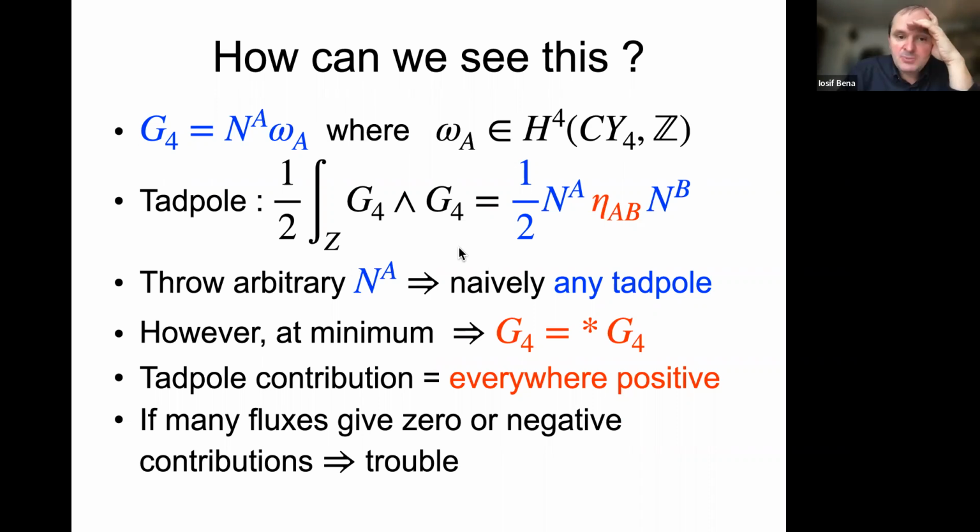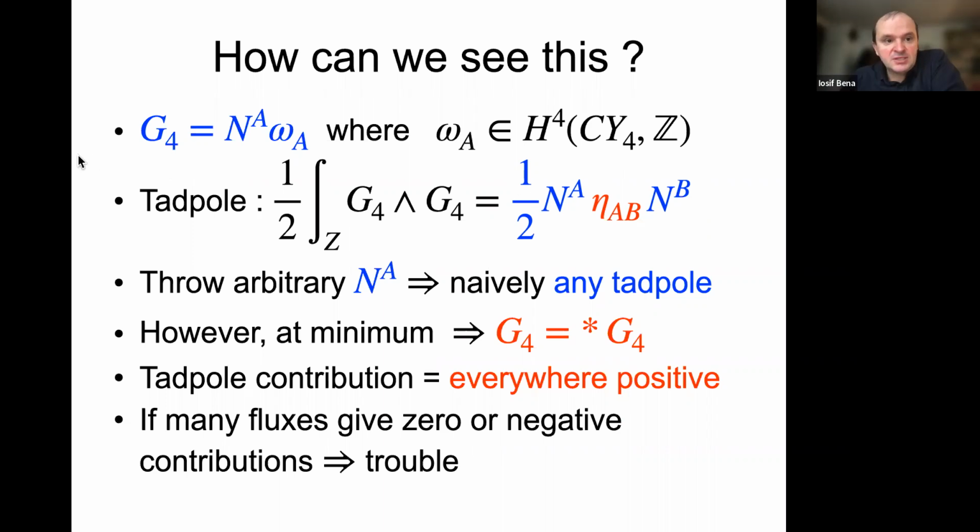Now, if you look at the tadpole contribution, the contribution of the G4 flux to the D3 charge in F-theory, it's equal to 1/2 times the integral of G4 wedge G4, and this gives you some flux vector times some intersection matrix times another flux vector. And naively, I have an intersection matrix, I put some flux and I put another flux, and naively I can get this quantity to be anything I want.